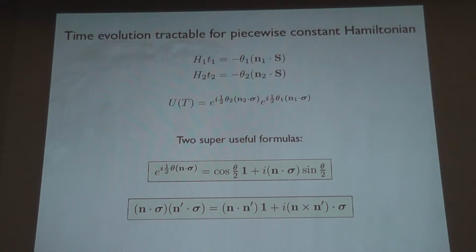Now, there's actually two super useful formulas, and these will be useful at the very end of the talk for your final homework assignment, that we should all remember. And if we don't know them, we can learn them now and then remember them. So the first one is how to evaluate exponential of Pauli matrices. So that's this formula here. I don't think any explanation is needed, it's just a formula.